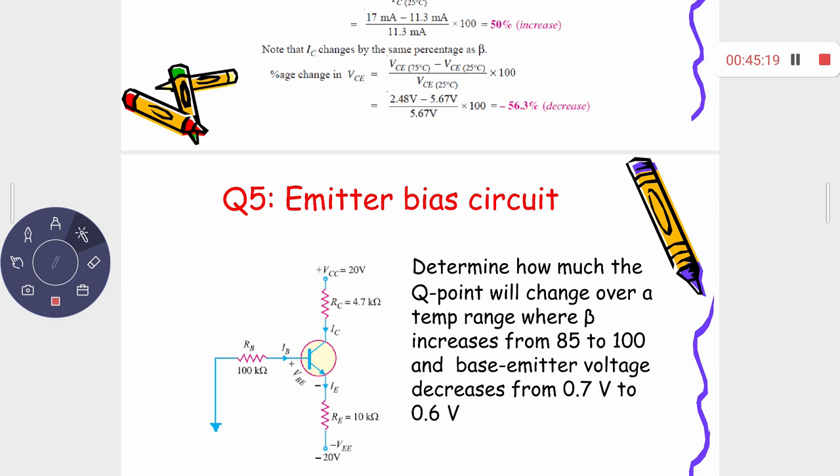If beta changes for a fixed IB, you have a higher IC. Now higher IC means higher IE also. So you have more drop across this. Now if I apply KVL over there, let's assume that this voltage VBB is constant for the time being. You have a minus 20 volt there, and if you have more drop across there, that means you have less drop to take place. So it can restrict a positive change in IB.